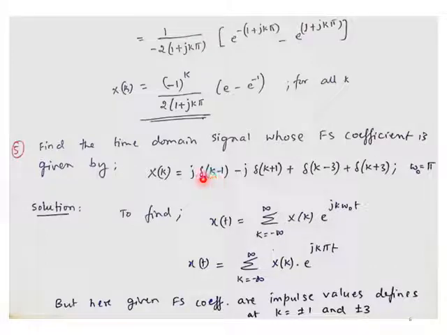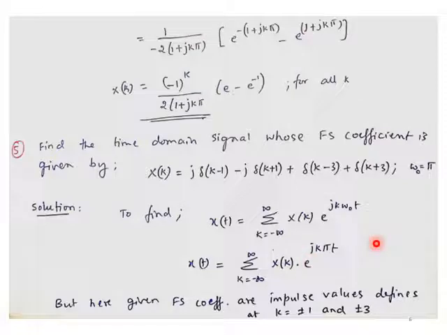So I just have to find the x of t from the given x of k. So how to find x of t? I can go for the equation x of t is equal to summation k equal to minus infinity to infinity x of k e to the power jk omega naught t. That is the Fourier series equation, the comparison between x of k and x of t for the series condition. From this I can say omega naught is pi, so I'll just substitute.